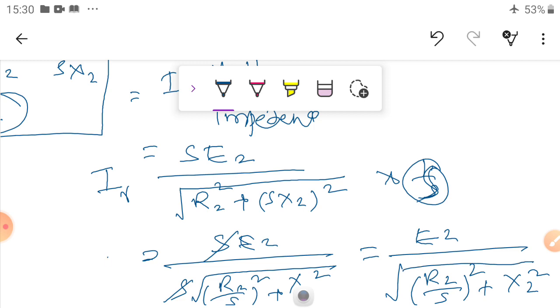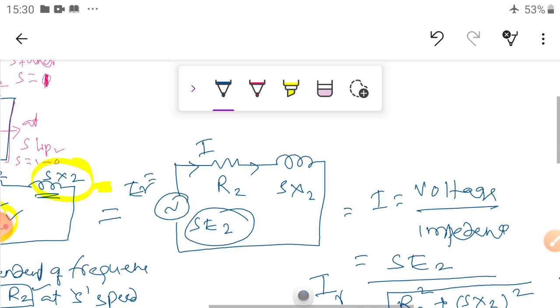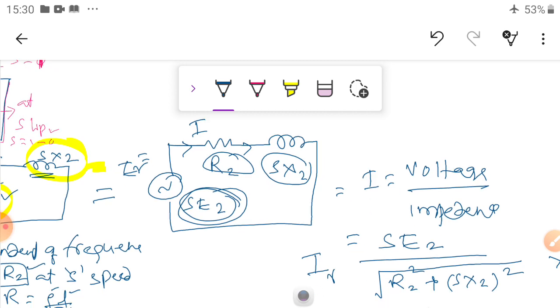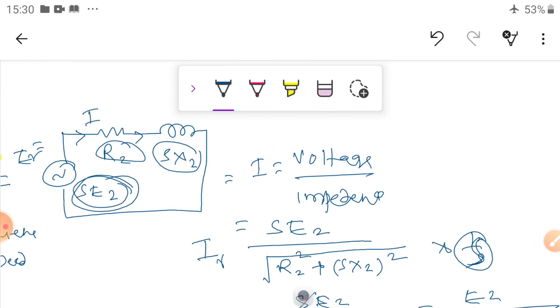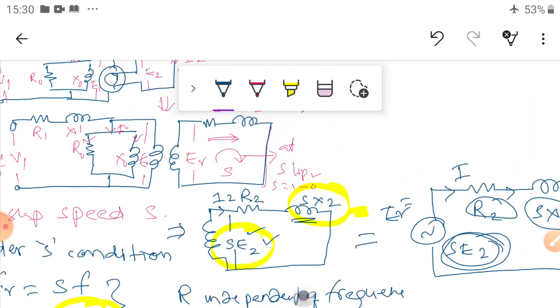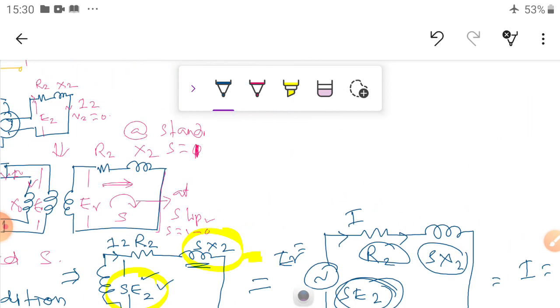This is a simple equation. So I can write these values instead of these values, and the new equation I can write. So from this one, I can write this equation, this is a drawing. Okay, so this I can write.